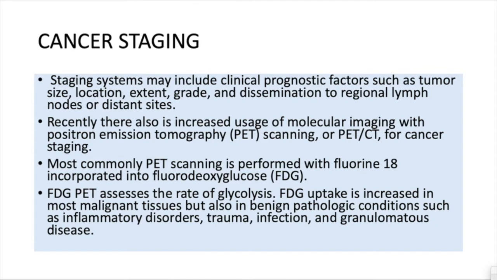Most commonly, PET scanning is performed with fluorine-18, which is incorporated into fluorodeoxyglucose, that is FDG. FDG PET mainly assesses the rate of glycolysis. FDG uptake is increased in most malignant tissues, but it is also increased in benign pathologic conditions such as inflammatory disorders, trauma, infection, and granulomatous diseases.